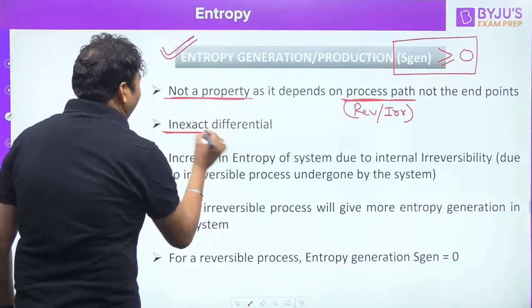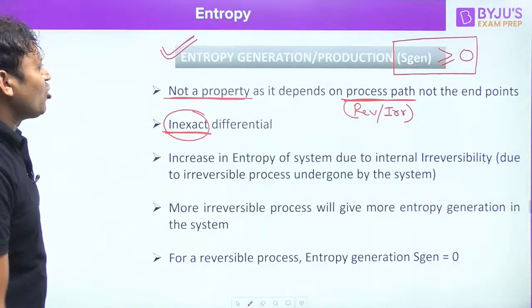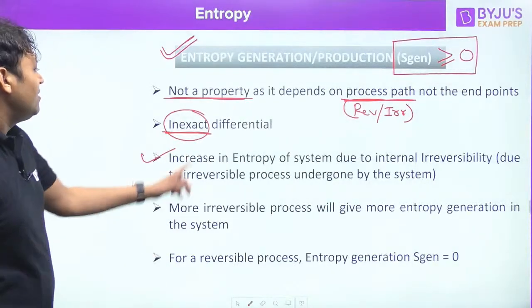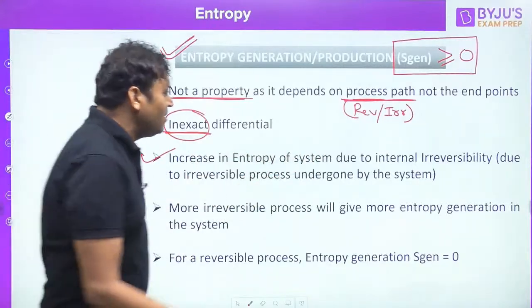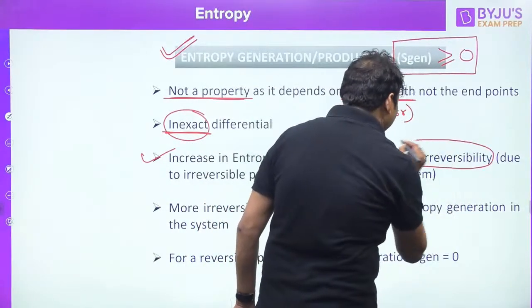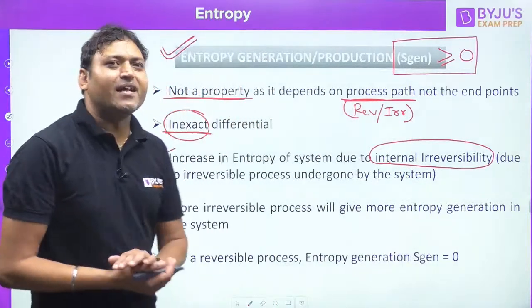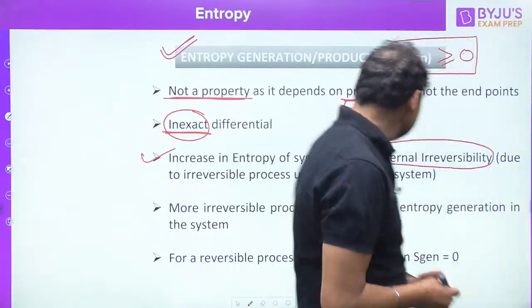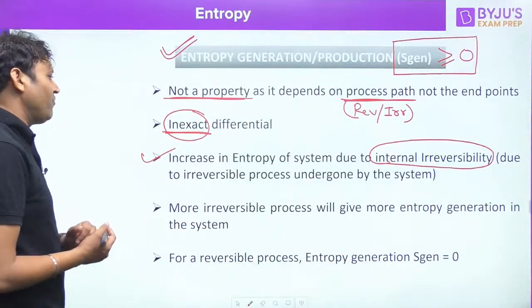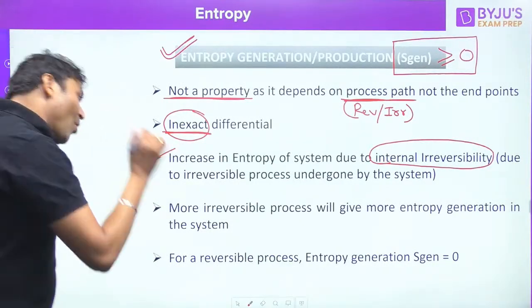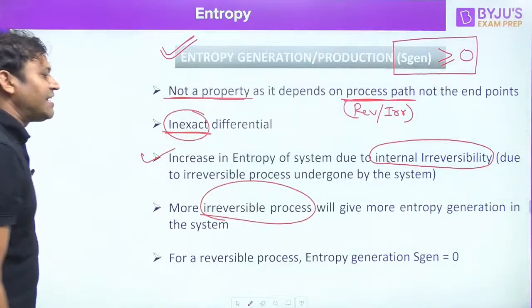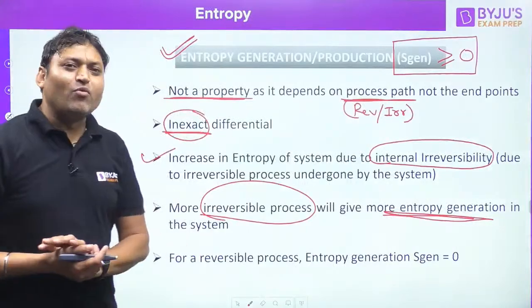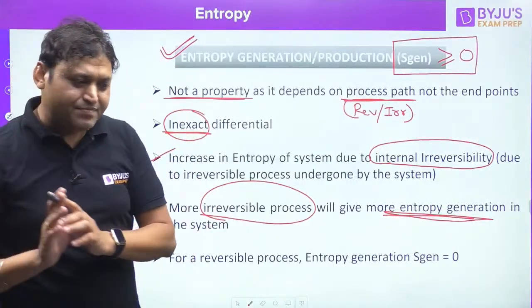And that is why entropy generation is an inexact differential. And what exactly is entropy generation? It is the increase in entropy of the system due to internal irreversibilities, or due to the irreversible process undergone by the system. Now the more irreversible the process undergone by the system, the more will be the entropy generation. More irreversible process will generate more entropy.